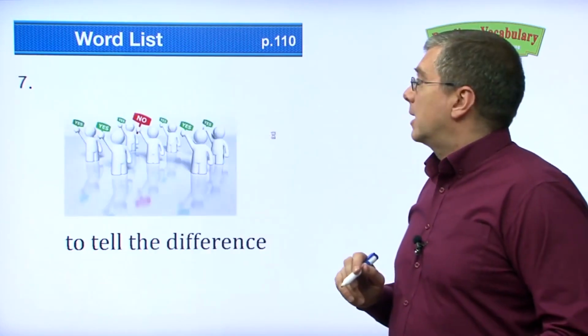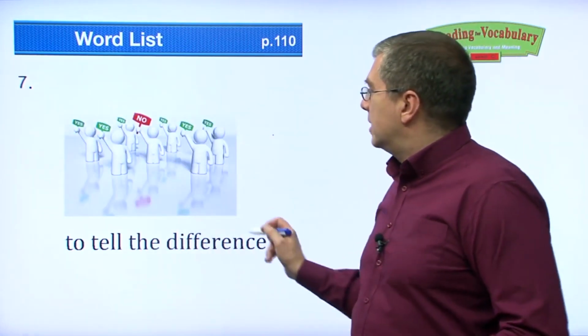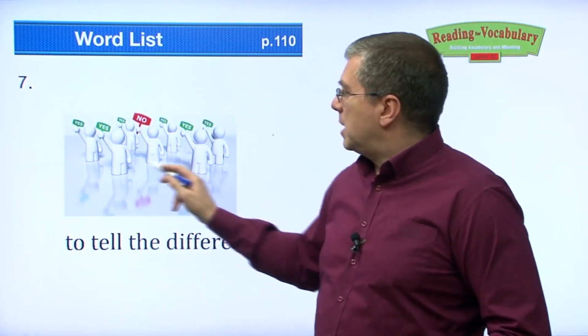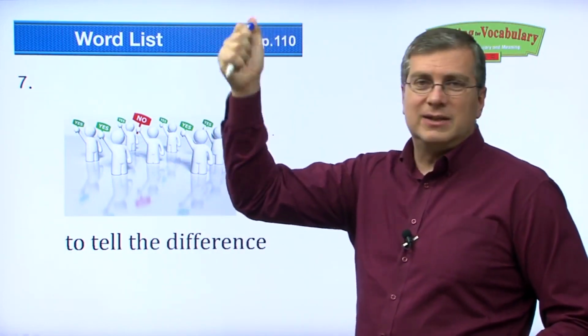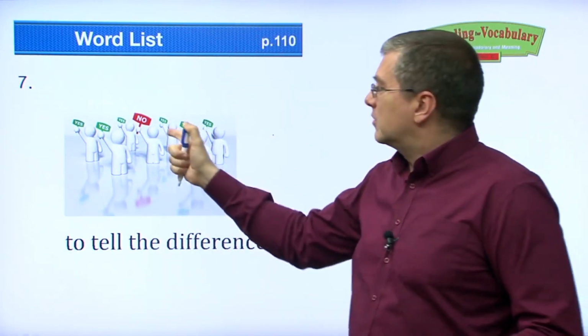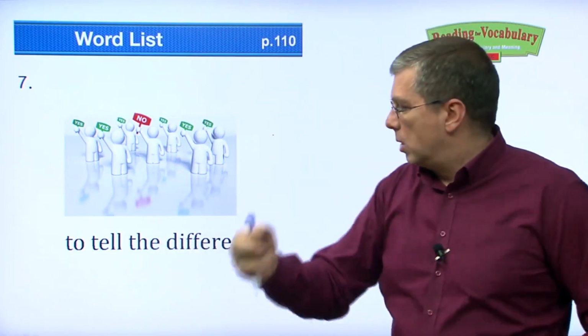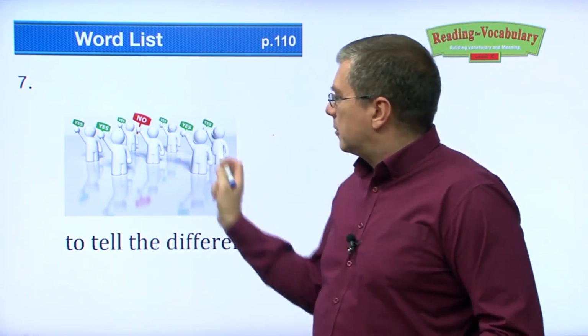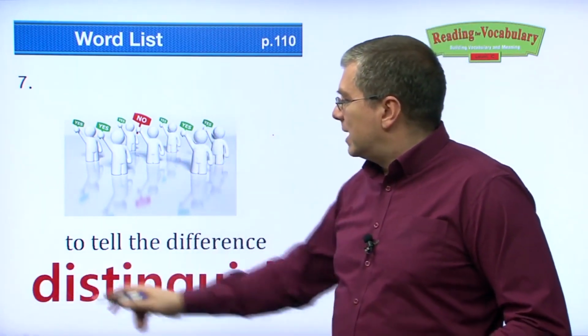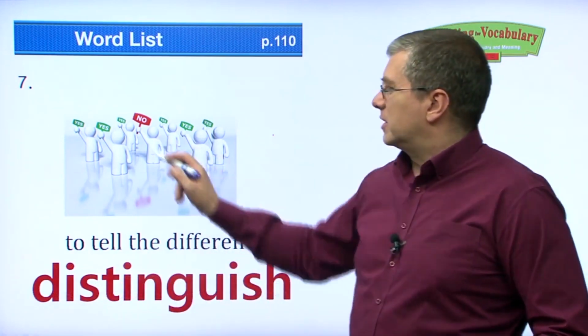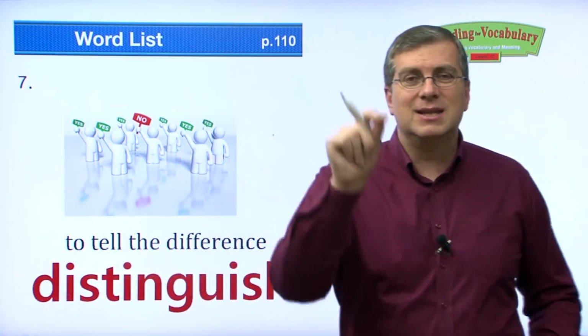Okay? Okay, next one. To tell the difference. Here we have a picture of many people raising their signs. They're saying yes, they're agreeing. But there's one person in the middle that says no. And they're different from the other people. That person, we can distinguish that person because we can easily see the difference.